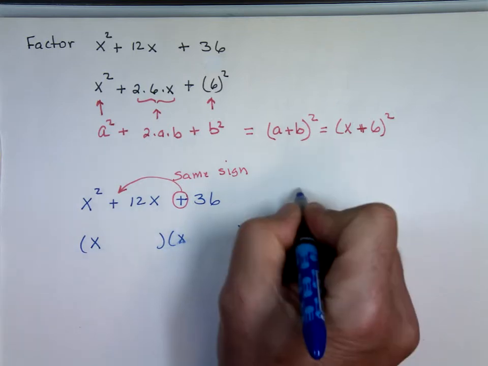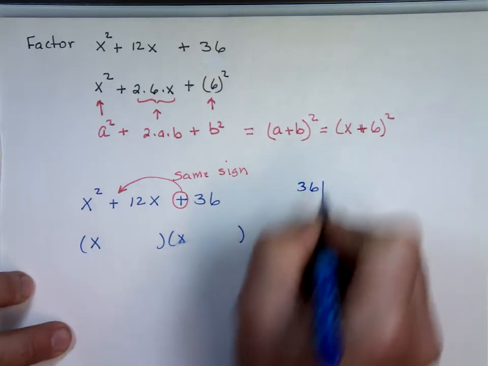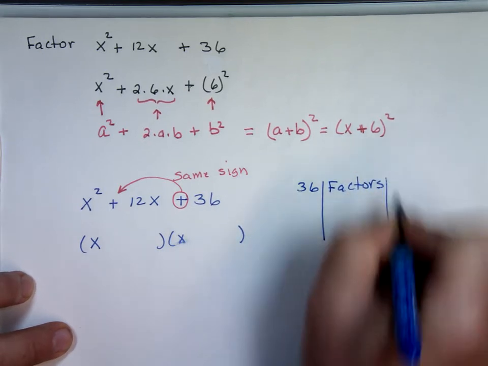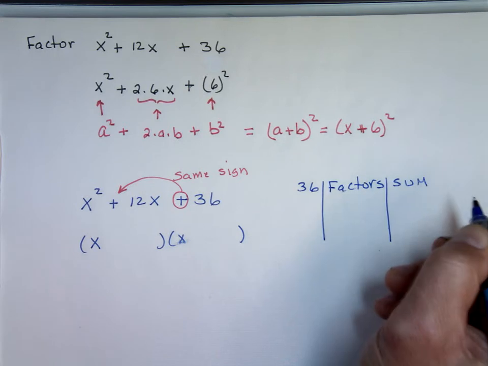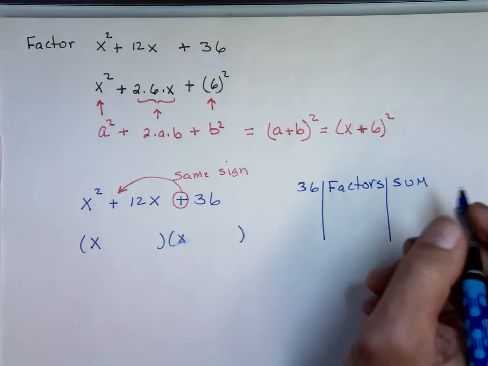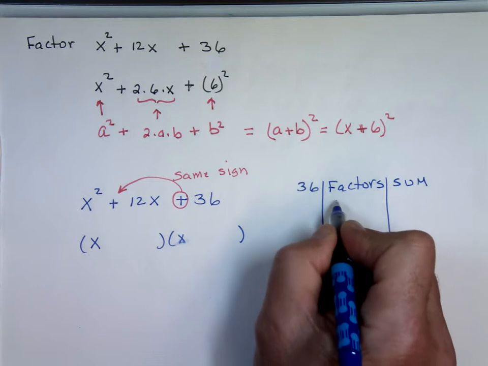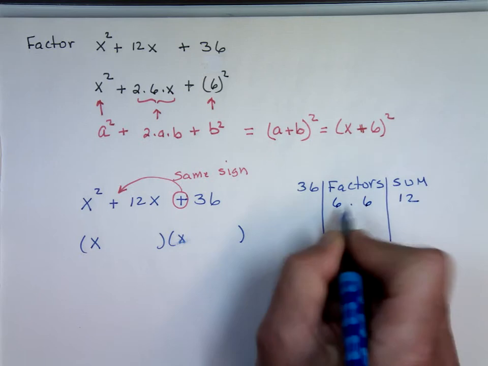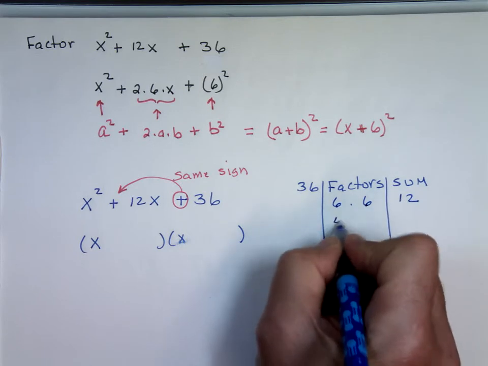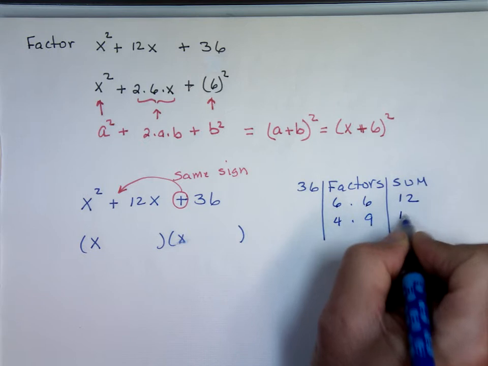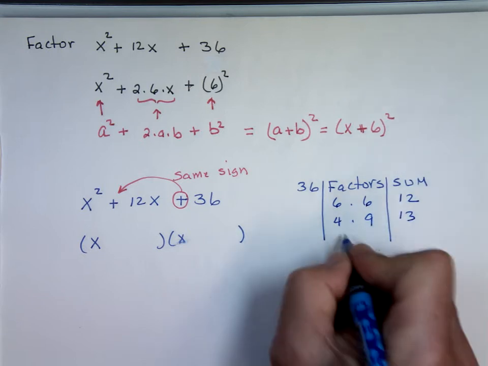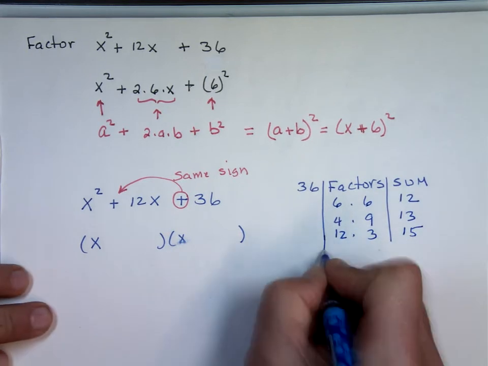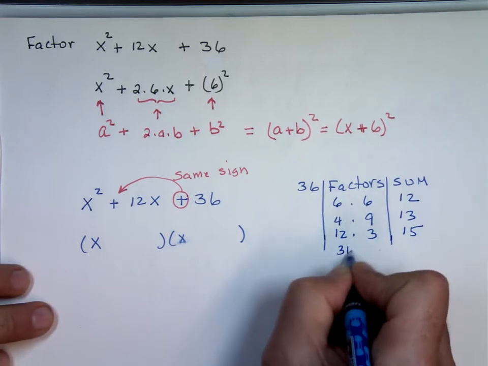So here's the 36. These are the factors of 36. And there's the sum of them. They both have to be positive, so it could be 6 times 6, the sum is 12. Could be 4 times 9, the sum is 13, that's not good. Could be 12 times 3, the sum is 15. Could be 36 times 1, the sum is 37.